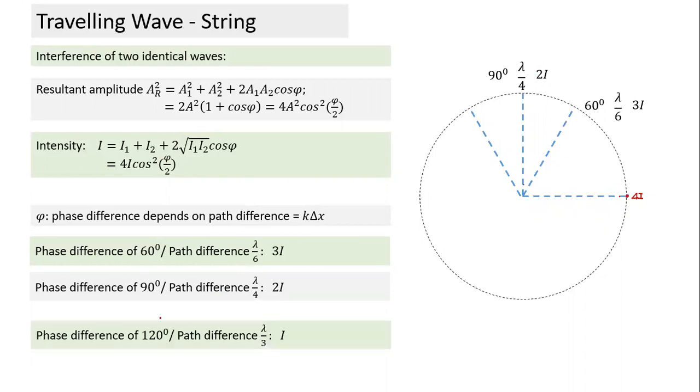Next, the third important angle is 120 degree. When it is 120 degree, it becomes cos square 60, which is 1 by 4. So at 120 degree, path difference is lambda by 3 and intensity becomes I. And what will happen at 180 degree? I have not written it. At 180 degree, of course, intensity becomes 0. They will cancel out each other. So this is constructive interference, and this is destructive interference. In constructive interference, intensity becomes 4 times the intensity due to each source, and in destructive interference, intensity becomes 0. In between, the intensity changes.